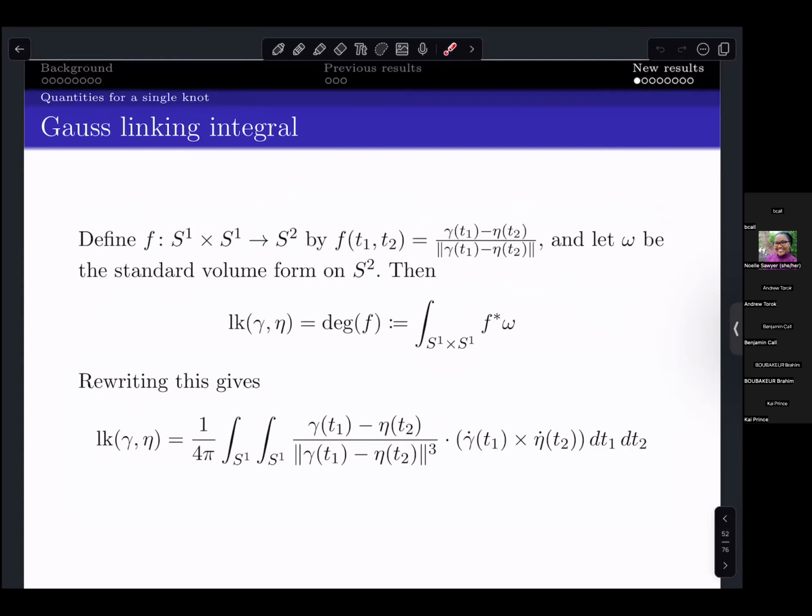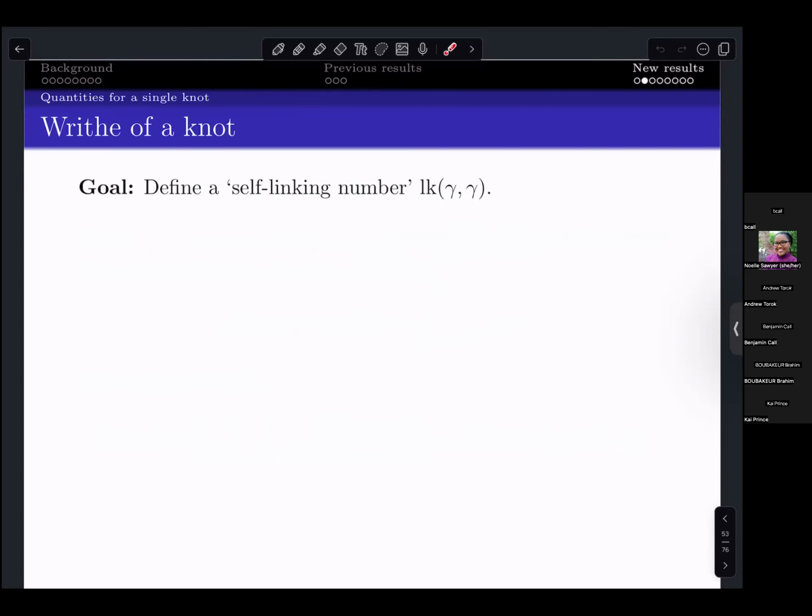Okay, so now I just want to remind us of this integral version of the linking number, because we're going to move on to something for a single knot that is basically defined in the same way. Okay, so I'm finding the degree of this map. And this is the map that tells me what the direction vector is between these two points on my knot. Okay, if I want to do this for a single knot, my goal is to define a kind of self-linking number. What I would ideally do is just put gamma in both places in the linking number, right?